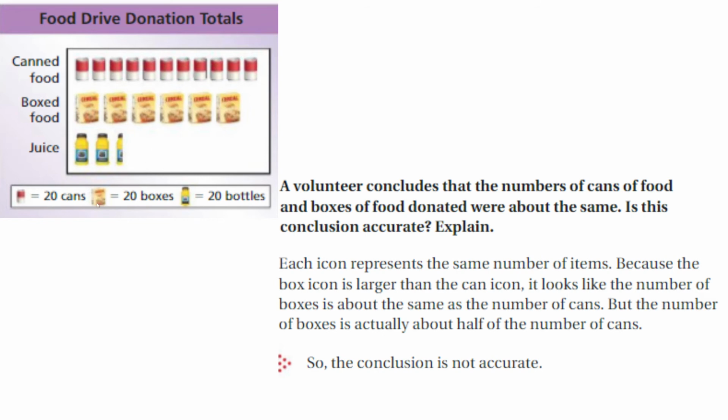But as you can see here, one symbol for the box food equals 20 boxes, and one symbol for canned food is 20 cans. So in actuality, there were a lot more cans donated than boxes of food. But because of the type of symbol we used, it looks like they're about even. Each icon represents the same number of items. Because the box icon is larger than the can icon, it looks like the number of boxes is about the same as the number of cans. But the number of boxes is actually about half of the number of cans. So the conclusion is not accurate.